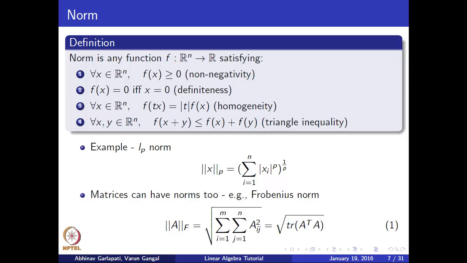For instance, there are norms defined for matrices as well. Here we had defined norms for vectors. So the Frobenius norm is a matrix norm. What it does is it essentially sums up the squares of all the elements and then takes the root of that. So this also happens to be equal to the trace of A transpose A. Now the trace of a matrix is simply the sum of its diagonal elements.